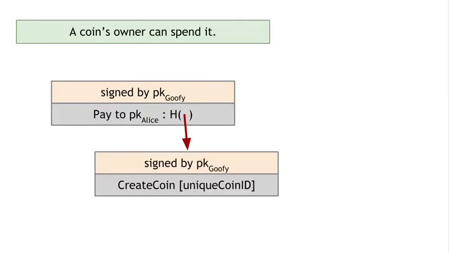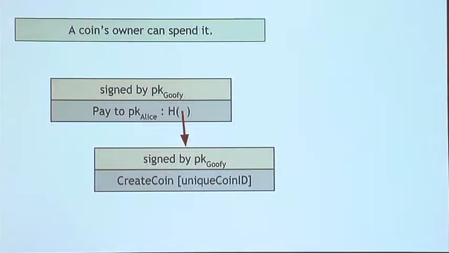The second rule of Goofy Coin is that whoever owns a coin can pass it on to someone else. They can spend it. So for example, here we have the coin that I showed you before that Goofy created. Now we're going to take a hash pointer to that coin and create a statement. Goofy's going to make a statement that says, pay this to Alice. Alice is being named by a public key here. Pay to public key Alice the coin that's represented by this hash pointer. And this is also signed by Goofy.